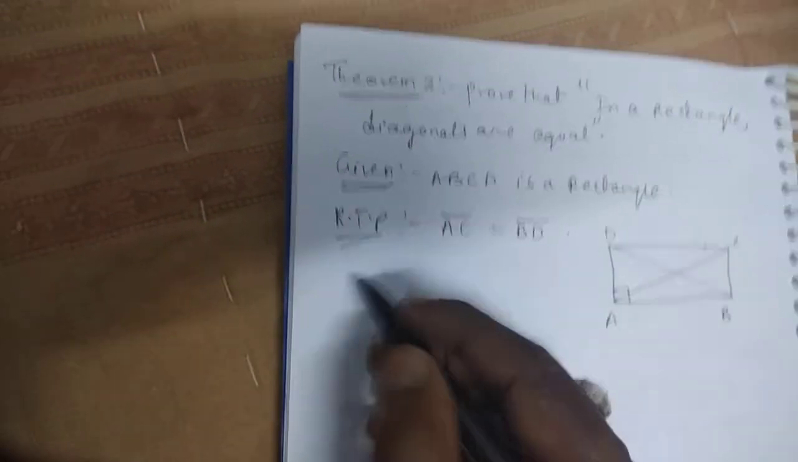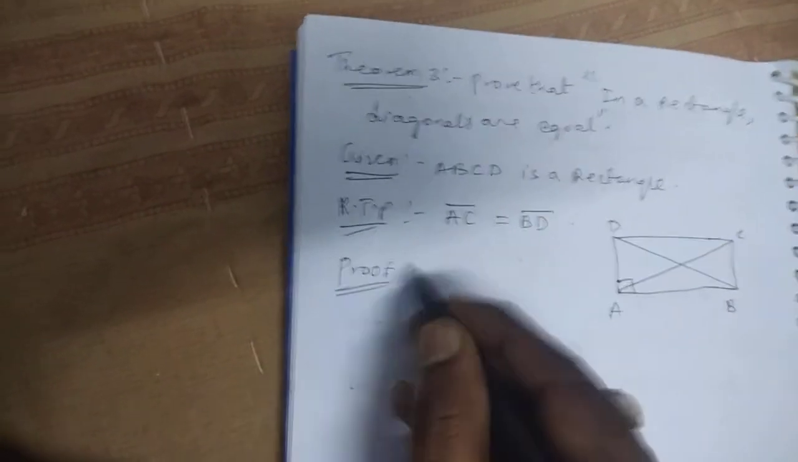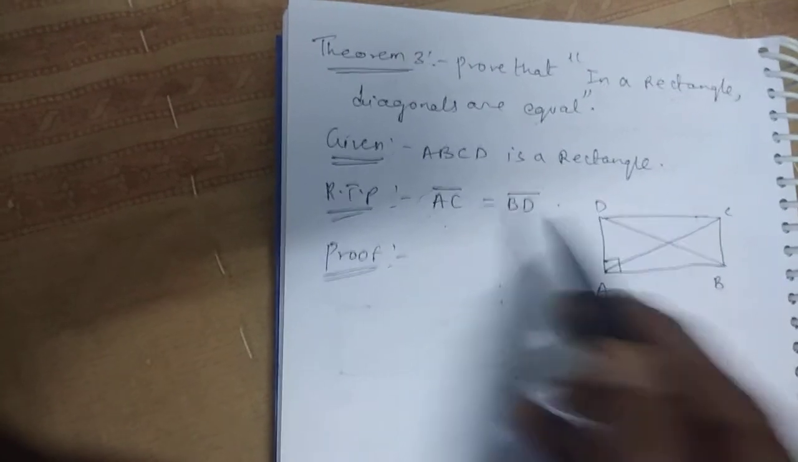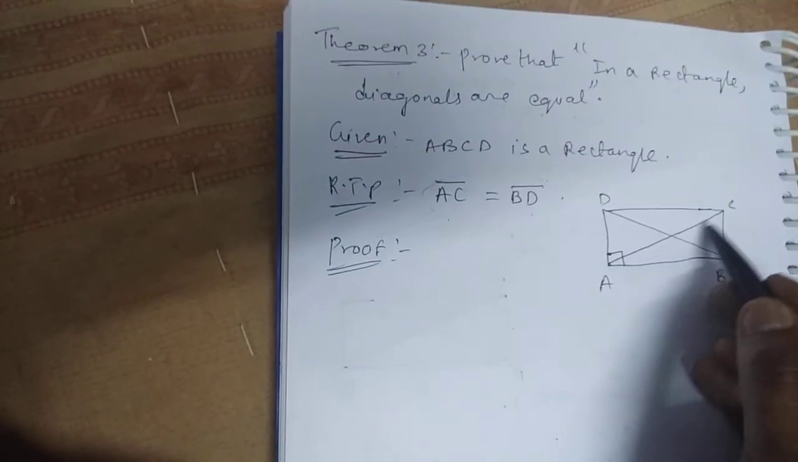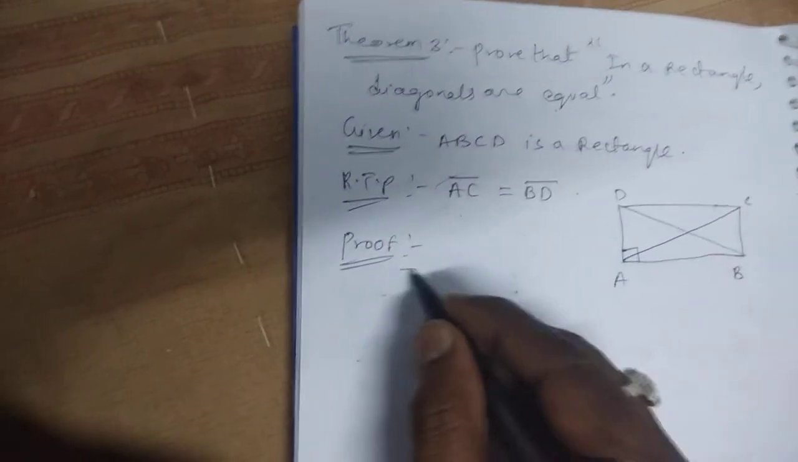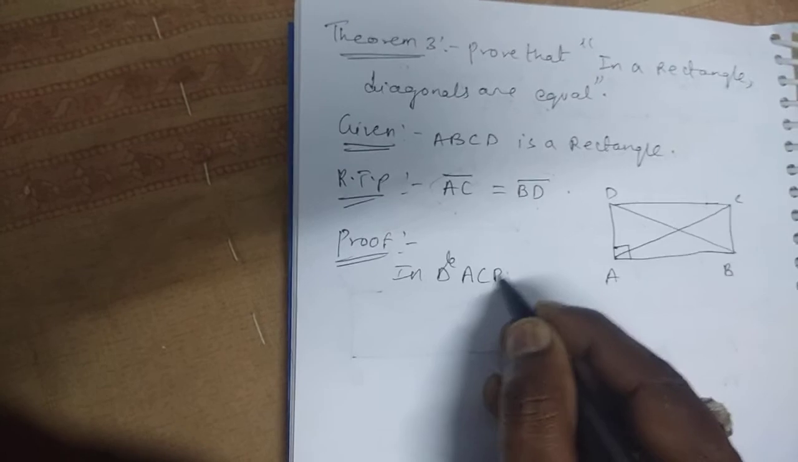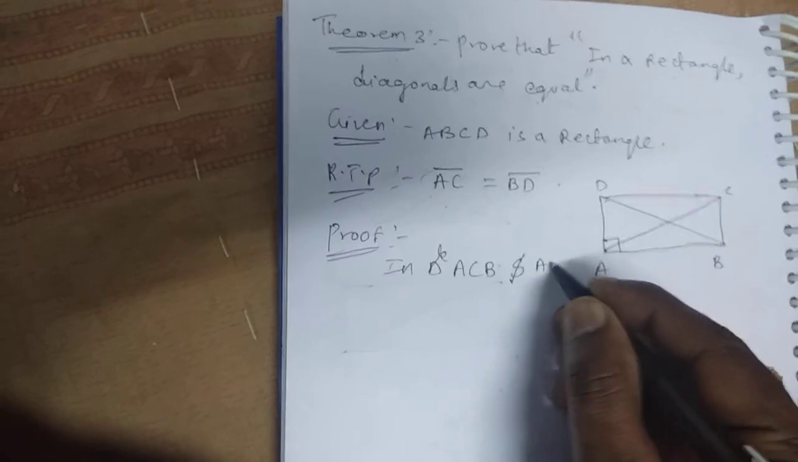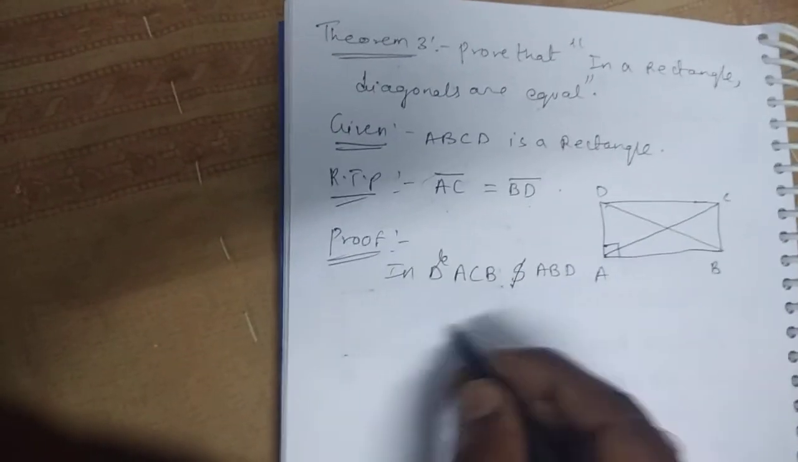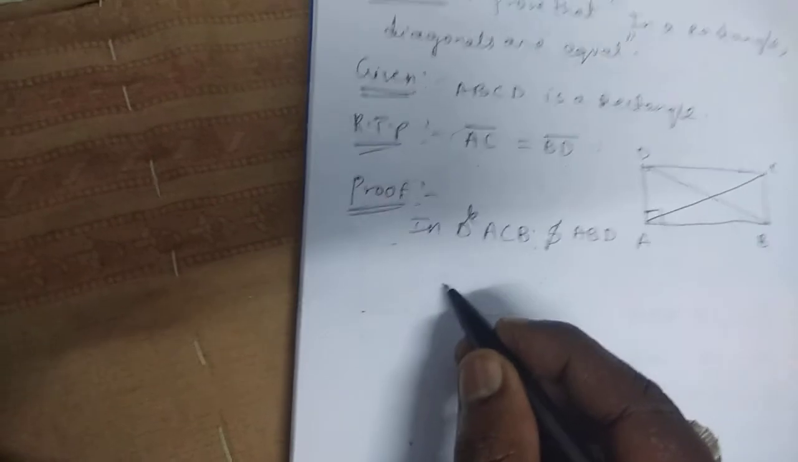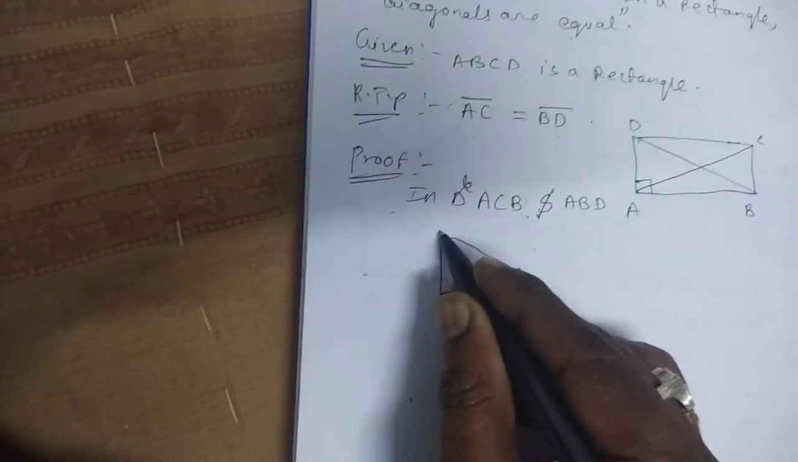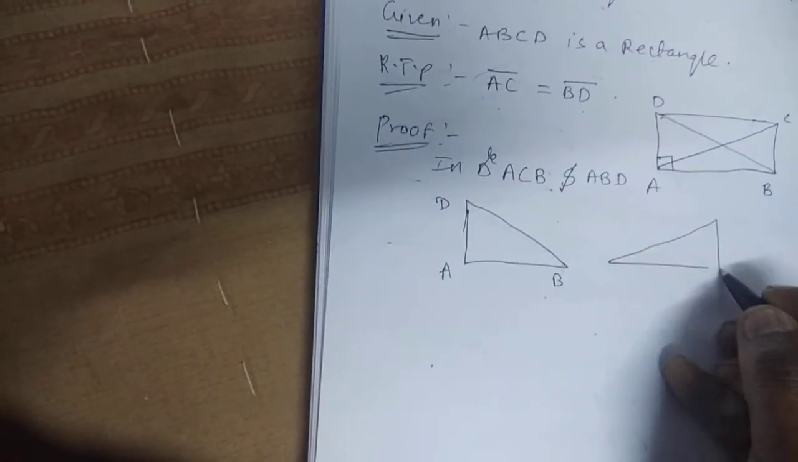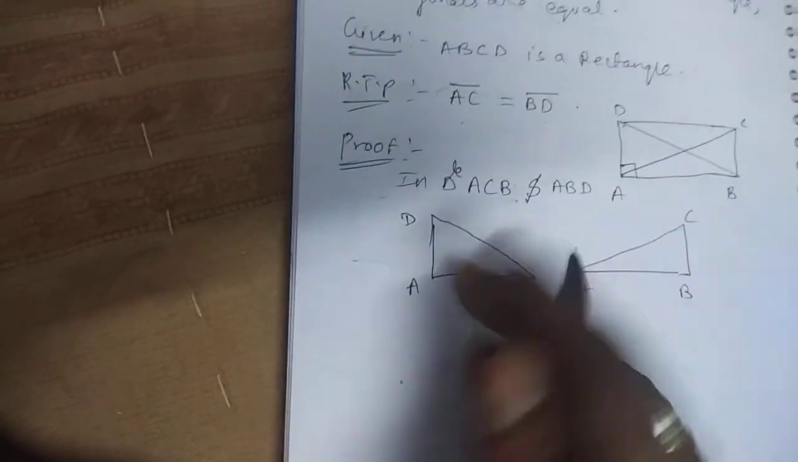To prove that diagonals are equal, we take the two triangles where the diagonals are. The AC diagonal is in triangle ACB, and the BD diagonal is here, so we can take triangle ABD. These two triangles. If you want to draw it separately, you can draw. This is the ADB triangle, and this is the ACB triangle separately, so that we can understand.